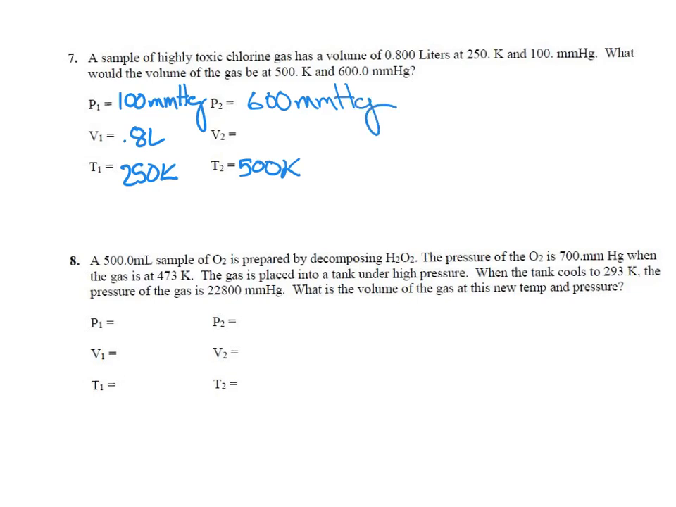Okay, and so we don't have this. So I'm going to call it V2, so it reminds us what we're solving for. Since we use all these variables, we're going to use the combined gas law, and the combined gas law is P1 V1 over T1 equals P2 V2 over T2. Okay, so now let's substitute them in.